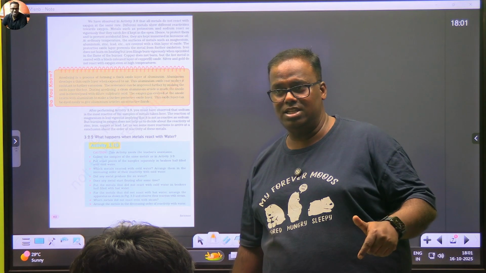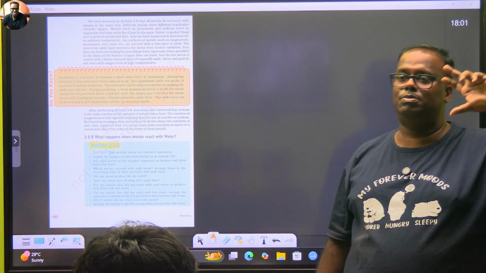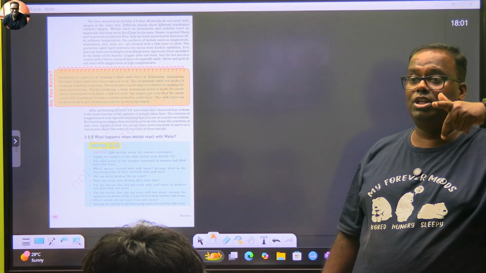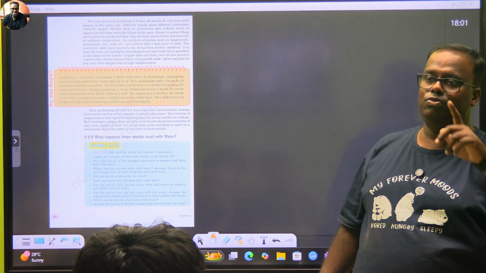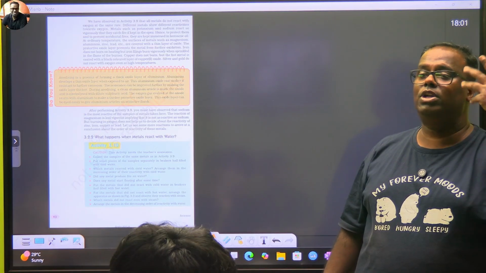What is galvanization? Galvanization is the process in which an iron article is dipped in a solution of molten zinc to create that layer of zinc. Zinc is more reactive than iron. Still, why are we coating with zinc?